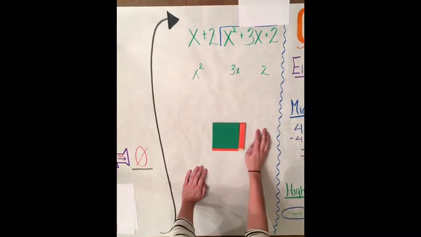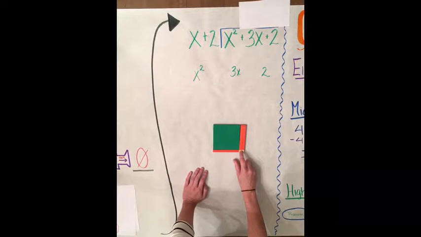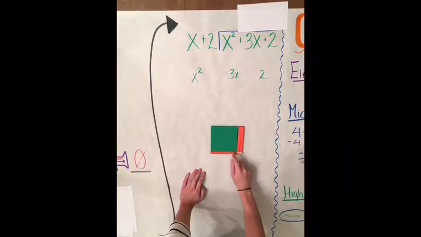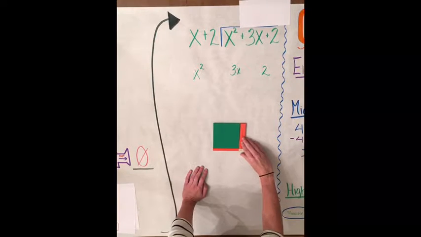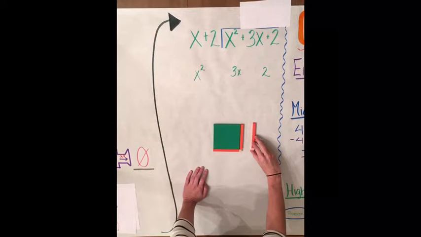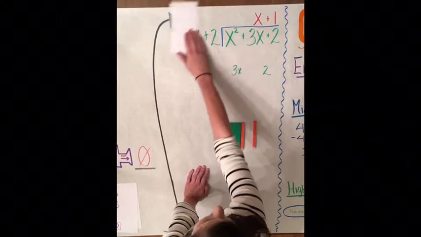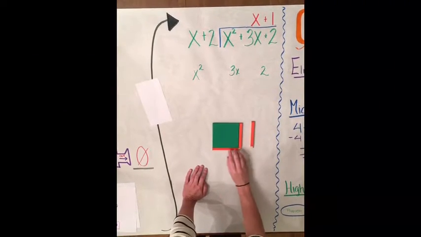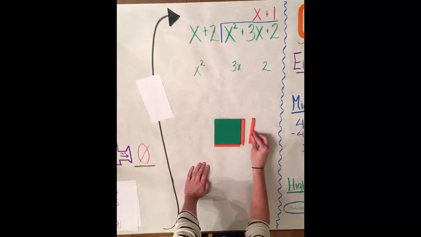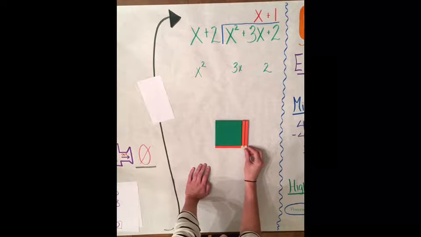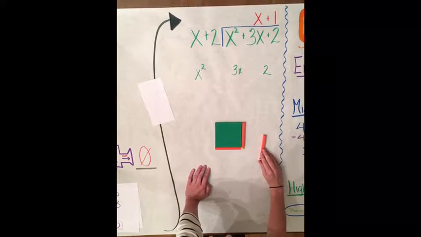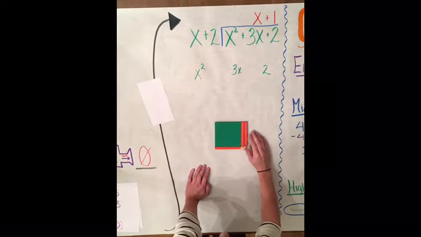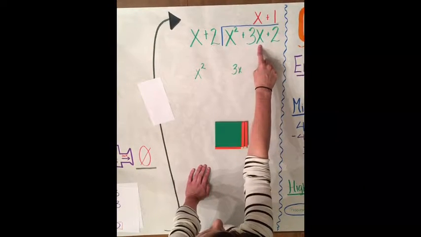Now we can see that x plus 2 going into x squared plus 3x plus 2 gives us x plus 1. And we see that that is our answer up here. We can also see that x plus 2 times x plus 1 gives us x squared plus 3x plus 2.